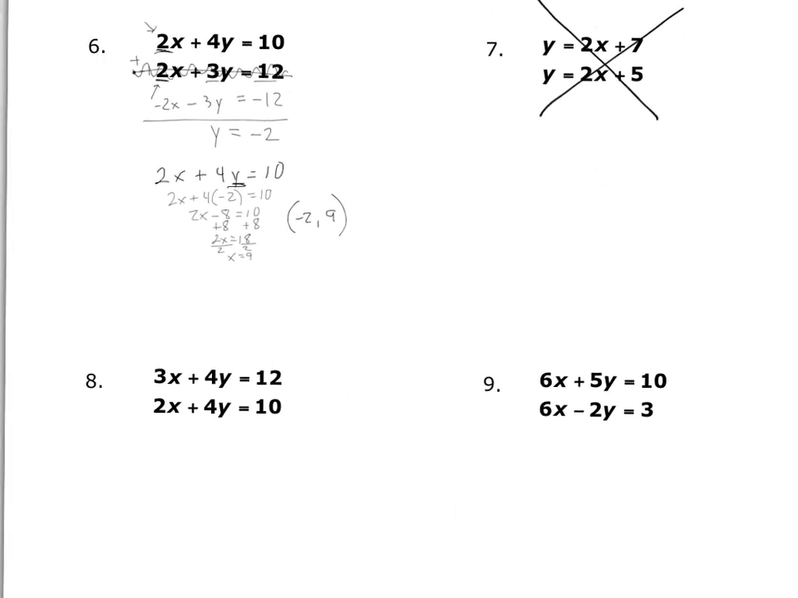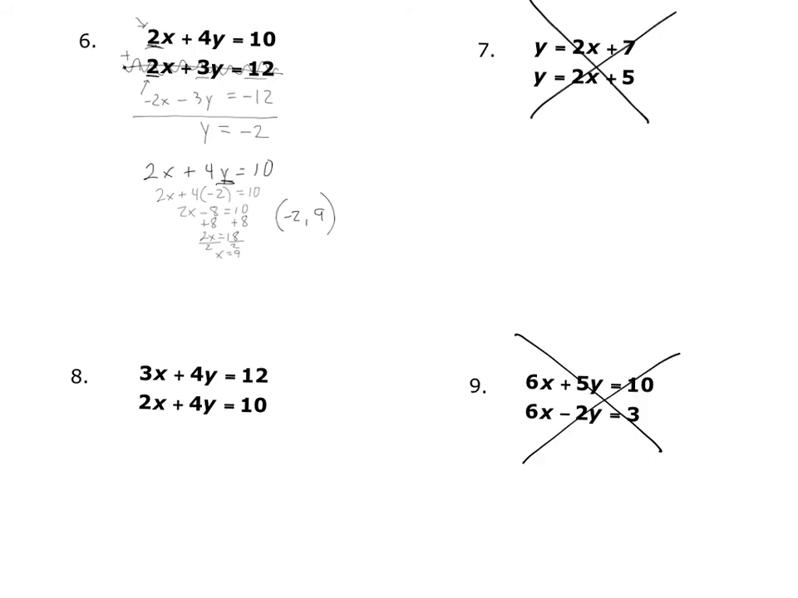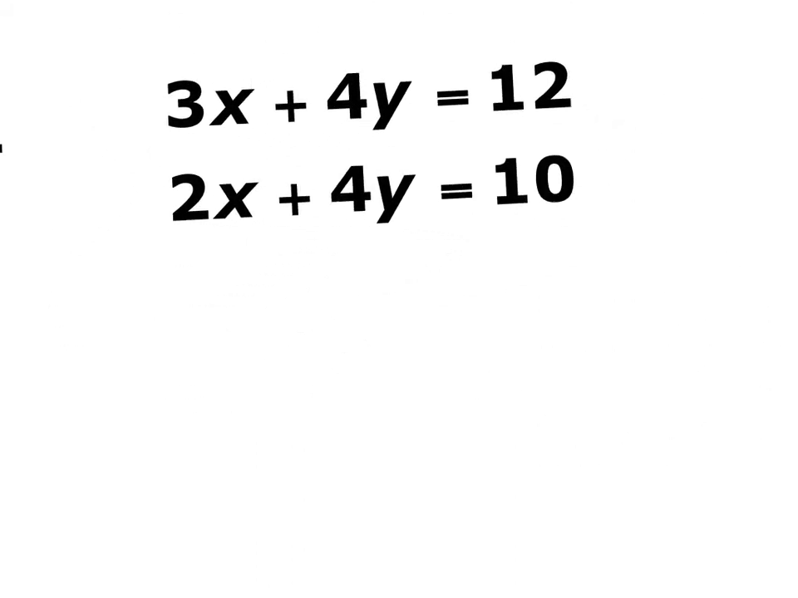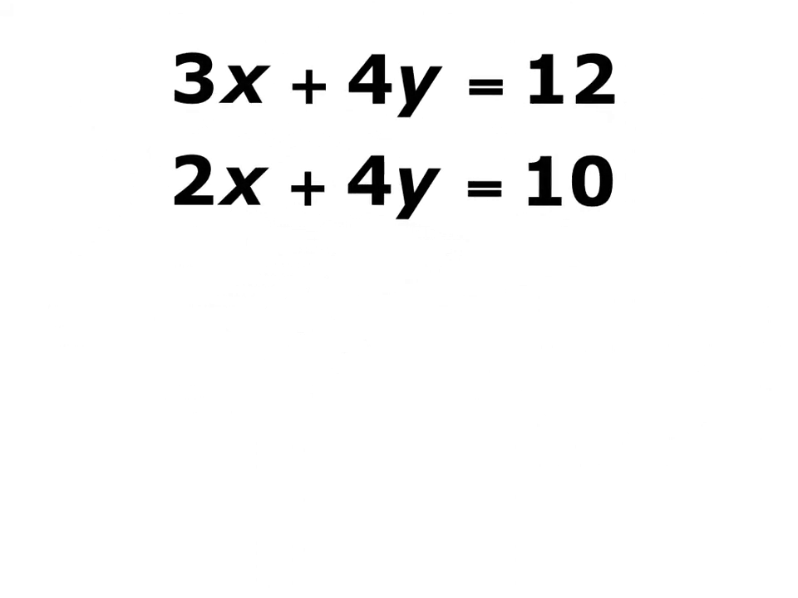Okay, so we're going to skip 7, we're going to skip 9. Let's try number 8. Okay, so our first goal is to get them in the right columns, and they appear to be so. Then we need to look for a coefficient that's the same but has opposite signs. And well, we see the y has the same coefficient, but it also has the same signs. Okay, so I need one of these to be a positive 4, and I need the other to be a negative 4. Well, let's make the bottom a negative 4.